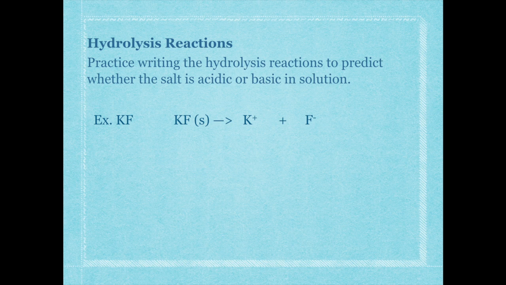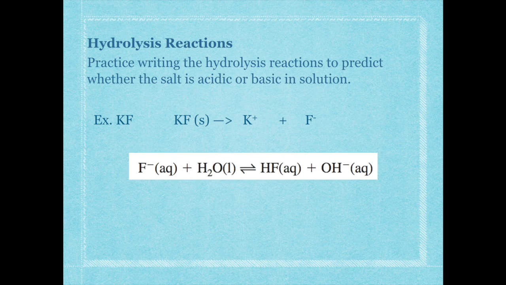Now, we have to think about where these ions came from. Potassium is going to be the conjugate acid of potassium hydroxide, while the fluoride ion is going to be the conjugate base of hydrofluoric acid, HF. Now, potassium hydroxide is a strong base, therefore the acidity of K+ is insignificant. But for the fluoride ion, since it came from HF, which is a weak acid, I do have to consider the basicity of the fluoride ion.